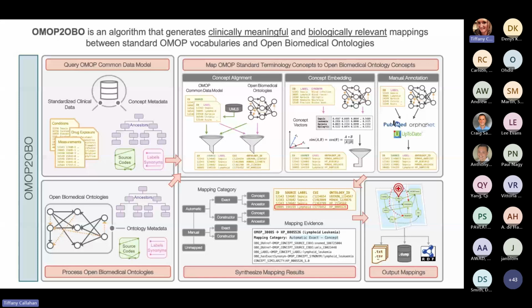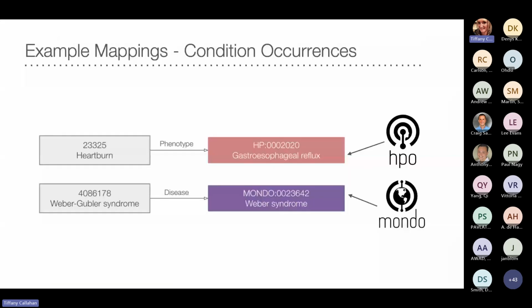And now I'll go into what these mappings look like. So condition occurrence concepts were mapped to two OBO ontologies, the human phenotype ontology and the Mondo disease ontology, with examples shown on the screen of very simple, high confidence one-to-one mappings between these sources.